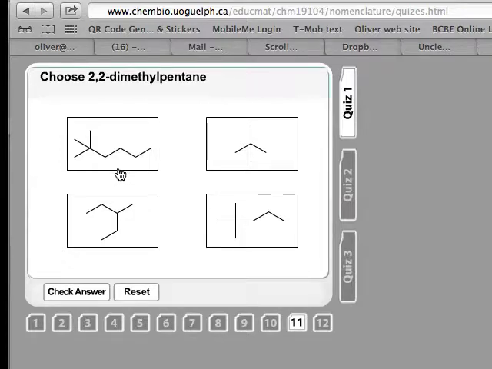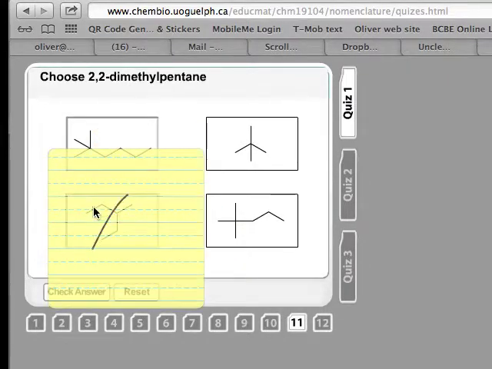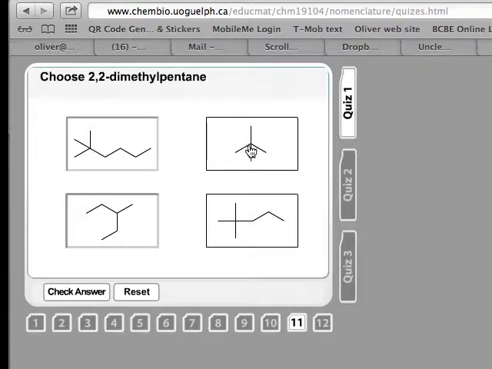All right, pentane is how it ends. Focus on the ending: 5 carbons. This looks like a lot more than 5 here. I see 1, 2, 3, 4, 5, 6. So this one's out. 1, 2, 3, 4, 5. It has 5, but I see 1 substituent, and we need 2 methyl groups. So this one's out as well. 1, 2, 3, out. So I think it's going to be this one.